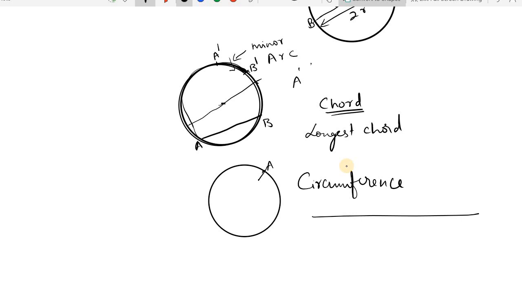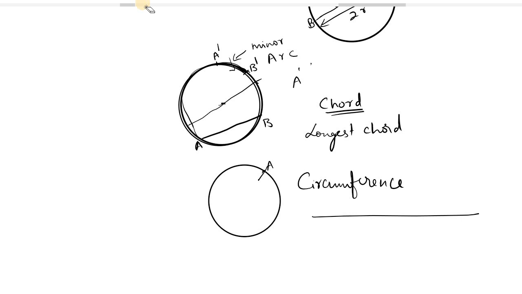Now what is a semicircle? Semicircle is only half the circle, half of this circle. This is the semicircle. So half the circle is semicircle. Now let's look at the next term.